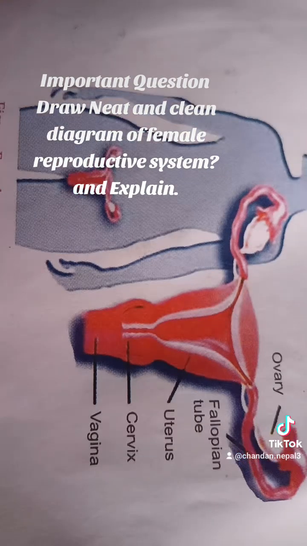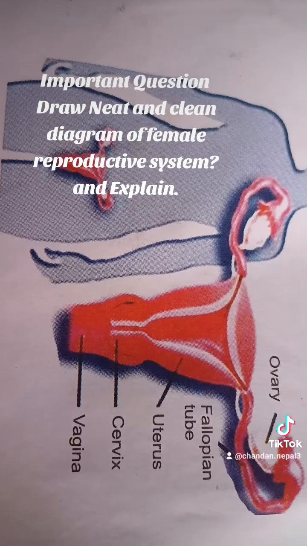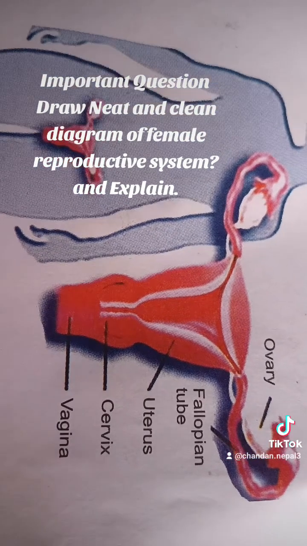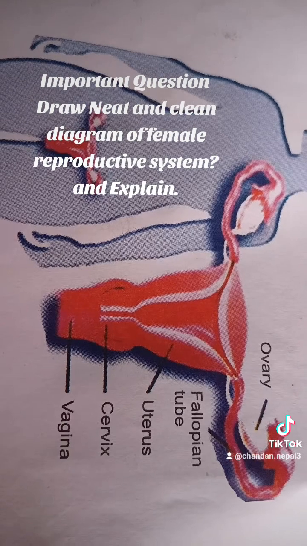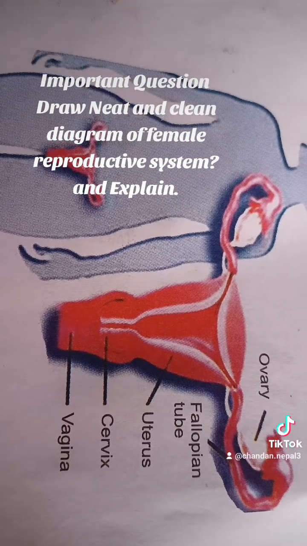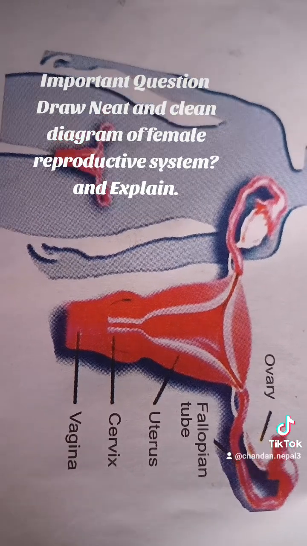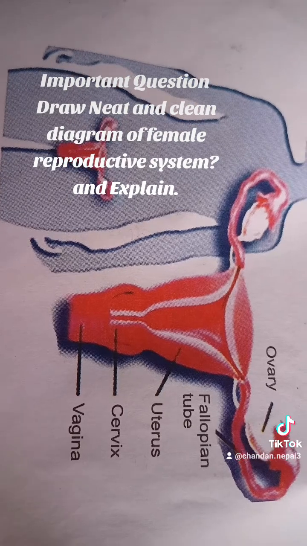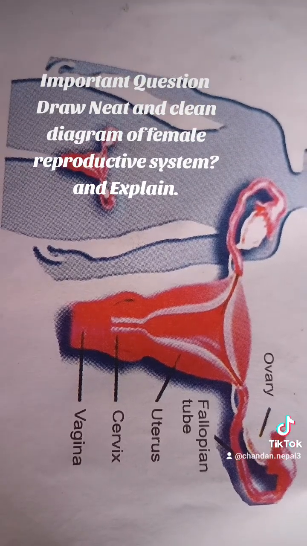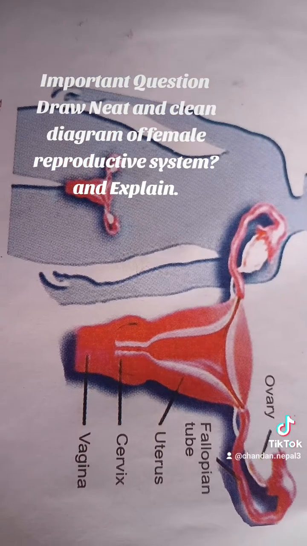So these all are the female reproductive parts, and you have to know the complete function of each and every part of the female reproductive system. These organs are most important in the female reproductive system. My dear student, if in the examination a question is asked to sketch a neat and clean diagram of the female reproductive system and explain in detail, then you have to explain like that. Thank you.